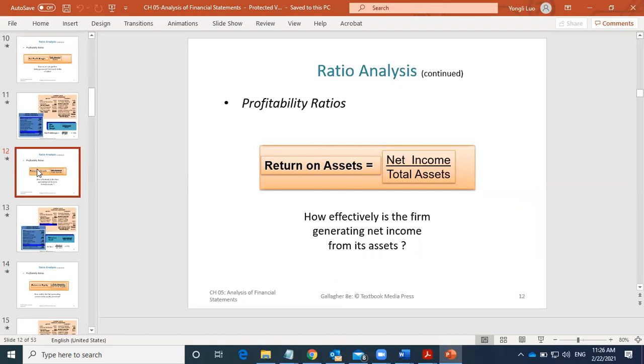And the profit margin, you can see, has another name, sometimes called return on sales. And this one is return on assets. Profit margin is also called return on sales, but return on assets is your net income divided by your total assets.